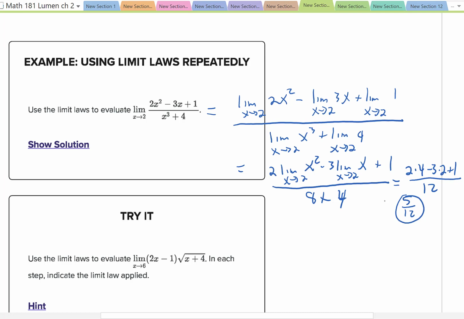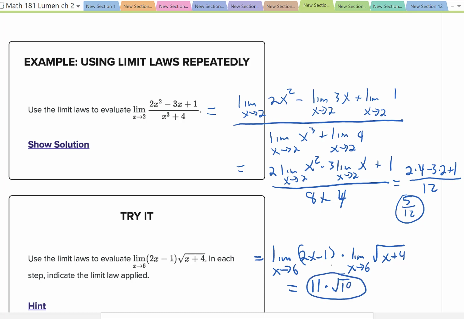And now we have two different kinds of functions here, so we're going to take the limit of each function. We have the limit as x approaches 6 of 2x minus 1, times the limit as x approaches 6 of the square root of x plus 4. So in the first case, let me just plug this 6 in there. 2 times 6 is 12 minus 1 is 11. And then 6 plus 4 is 10, so square root of 10. And that's it. Not a satisfying answer, but it's an answer.